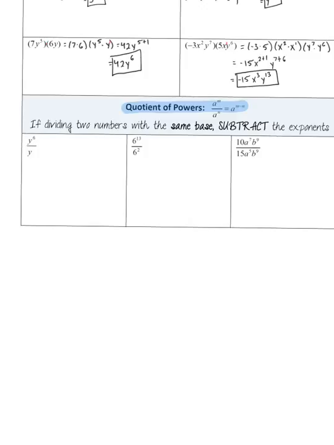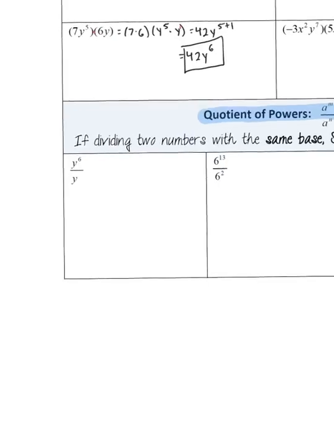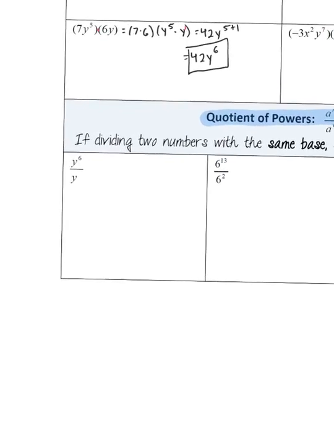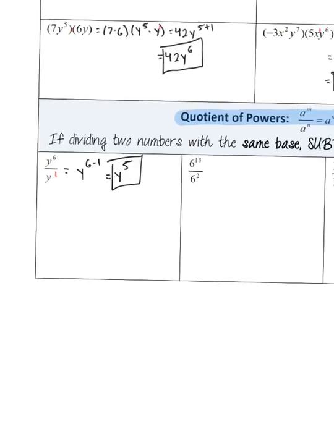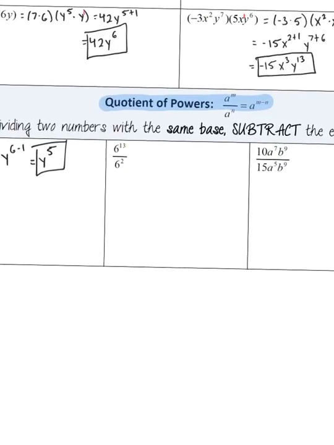So let's look at our first example. Here you've got y to the 6th power divided by y. This y on the bottom has an exponent of a 1. So this is going to be y to the 6 minus 1, which is y to the 5th power. Next, we've got the same base of 6, and I'm going to subtract the exponent. So I've got 6 to the 13 minus 2, which is going to be 6 to the 11th power.